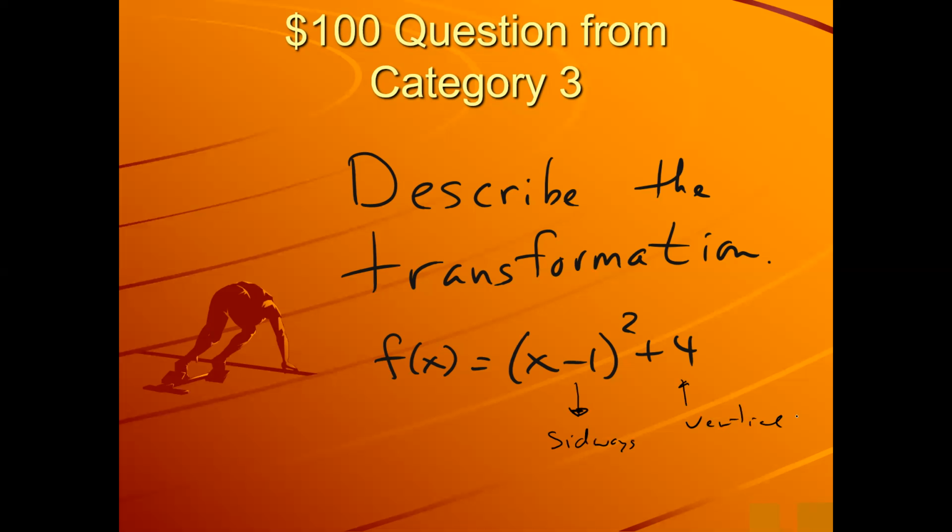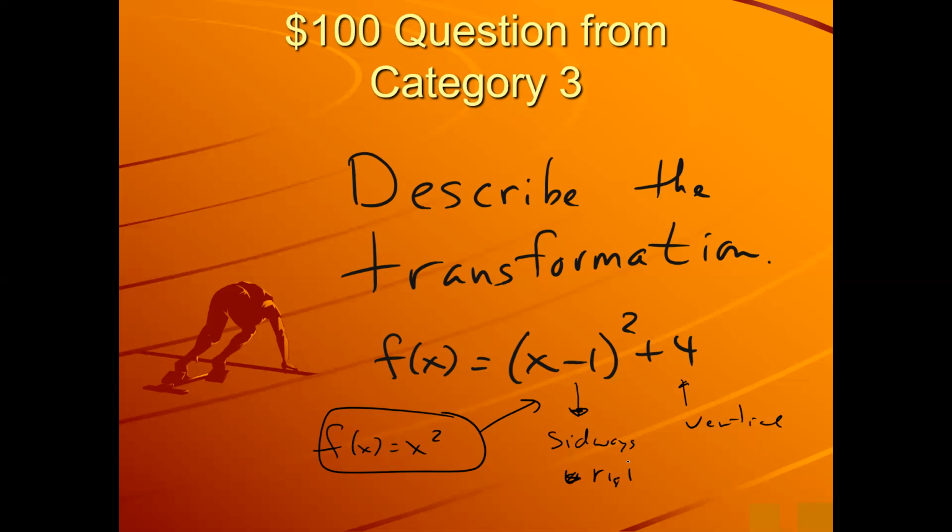So describe the transformation. What's happening to the parent function right away? The parent function should be x squared, right? Now the question is, what does that little -1 do, and what does the 4 do? The 4 shifts it vertically, right? And the 1 shifts it horizontally. So you got one shift in the other. And Dylan said we're going to go 1 to the right.